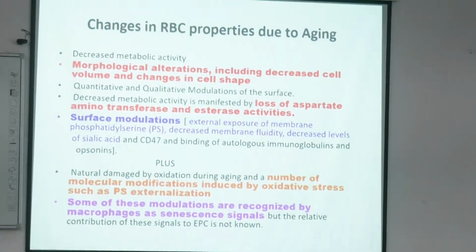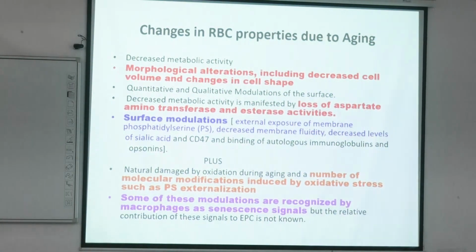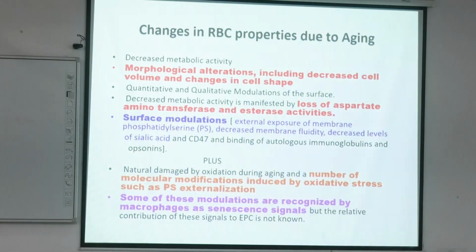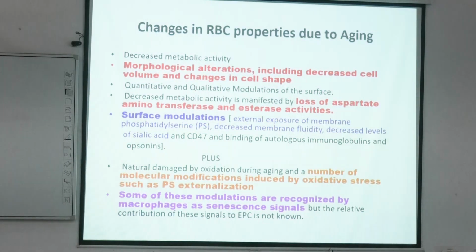You must not remember this at this stage, but try to remember the way you recognize an aged person. It is similar. The skin of an aged person is not that of an adult. The hair of an aged person is not that of an adult. So, there will be morphological alterations, including decreased cell volume and changes in cell shape, and that is how it recognizes that this is not a normal RBC.